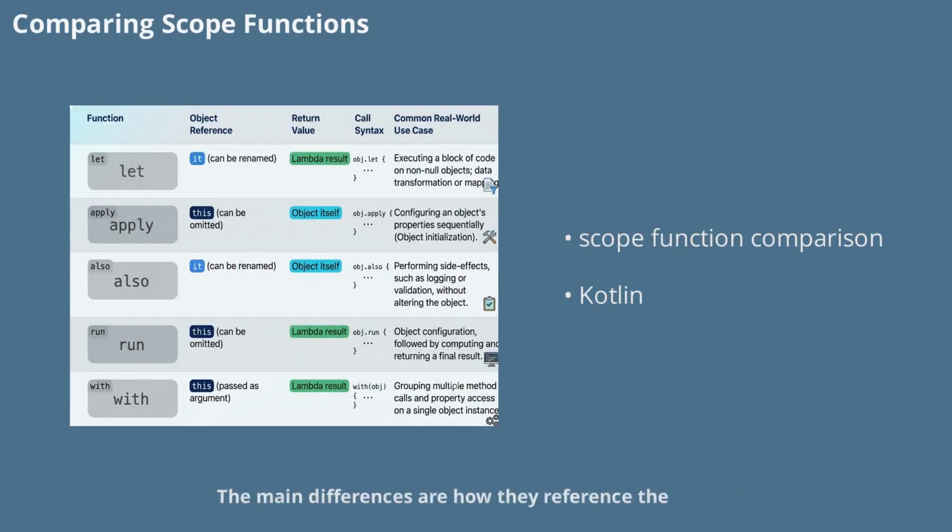Now that we've introduced each scope function, let's compare them side by side. The main differences are how they reference the object, either as this or it, and what they return, either the object itself or the lambda result. These distinctions help you choose the right function for your use case, whether you're transforming data, configuring objects, or performing side effects. Understanding these differences is key to writing idiomatic Kotlin.